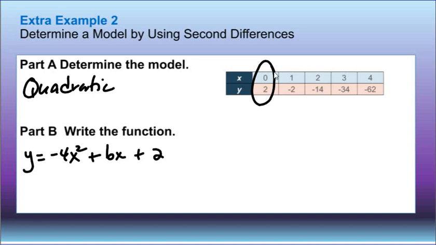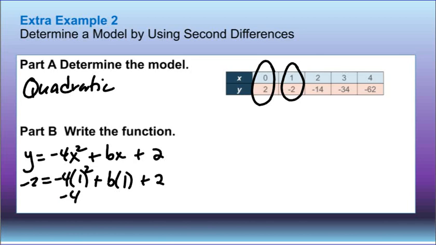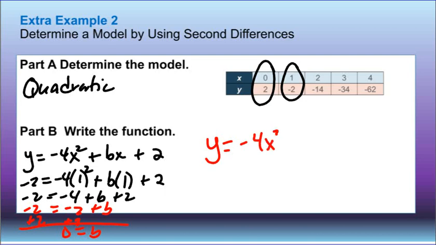Now I need to find my B. And I'm just going to choose a point. I'm going to choose 1, -2. So when y is -2, we have -4 times 1 squared plus b times 1 plus 2. This will give us -4 plus b plus 2 equaling -2. Here we got -2 plus b equaling -2. Add 2 to both sides. B would equal 0. So that means I don't have a b term. So that would be y equals -4x squared plus 2.